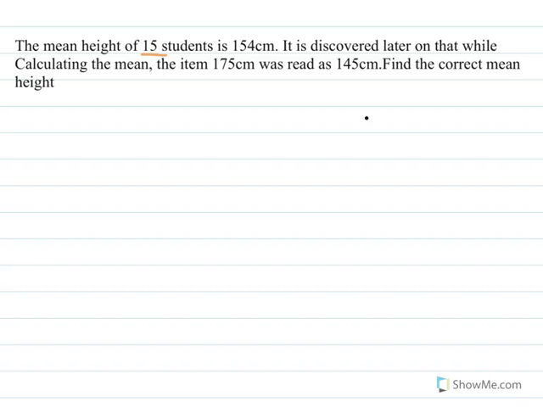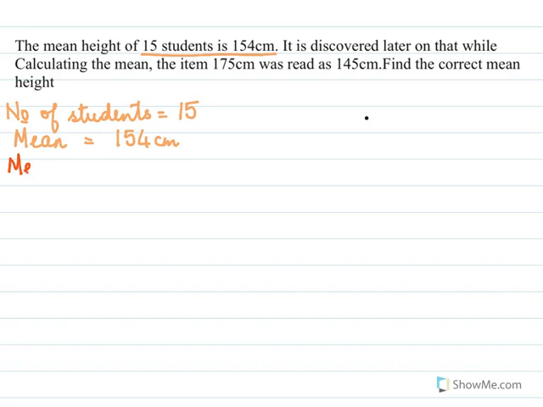The mean height of 15 students is 154. So number of students equal to 15, mean equal to 154 centimeters, and formula for mean equal to sum over number of observations.